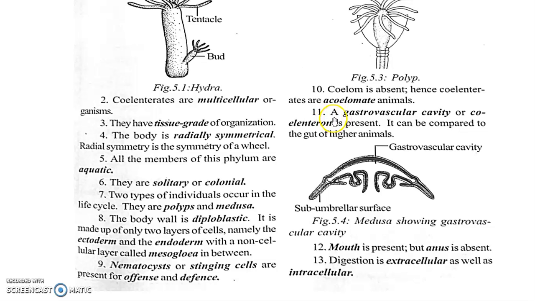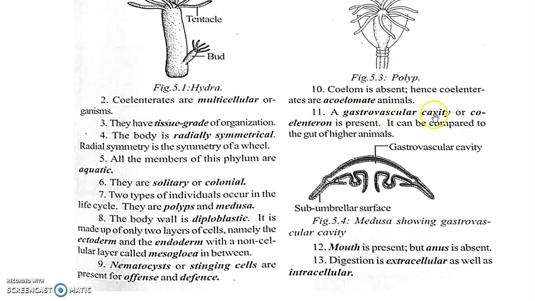Next, coelom means empty space present in between the body wall and elementary canal. In coelenterate the coelom is absent. That's why it is called as acoelomate.